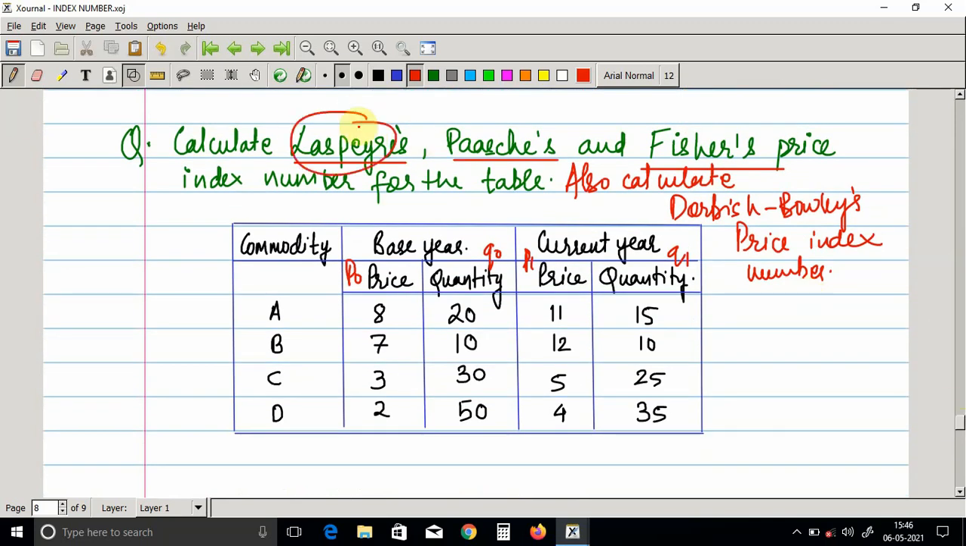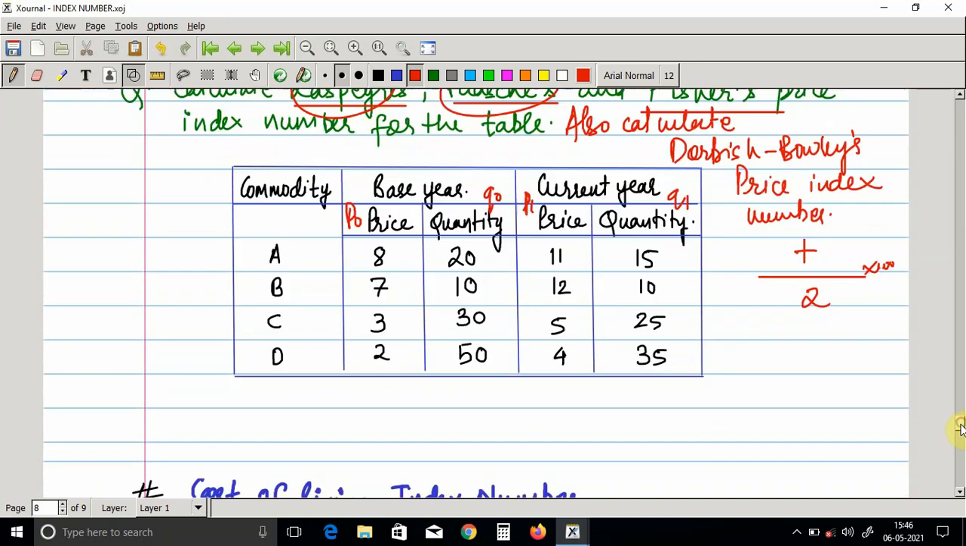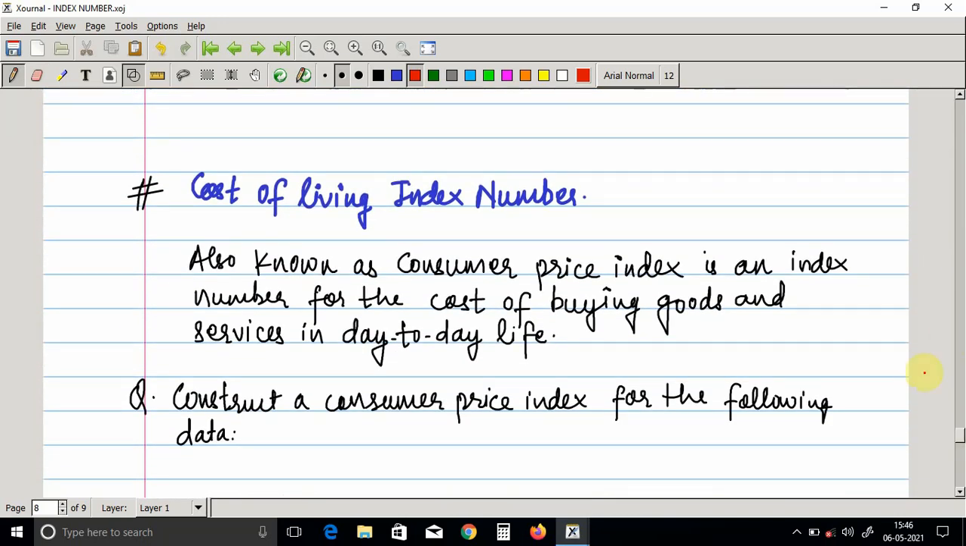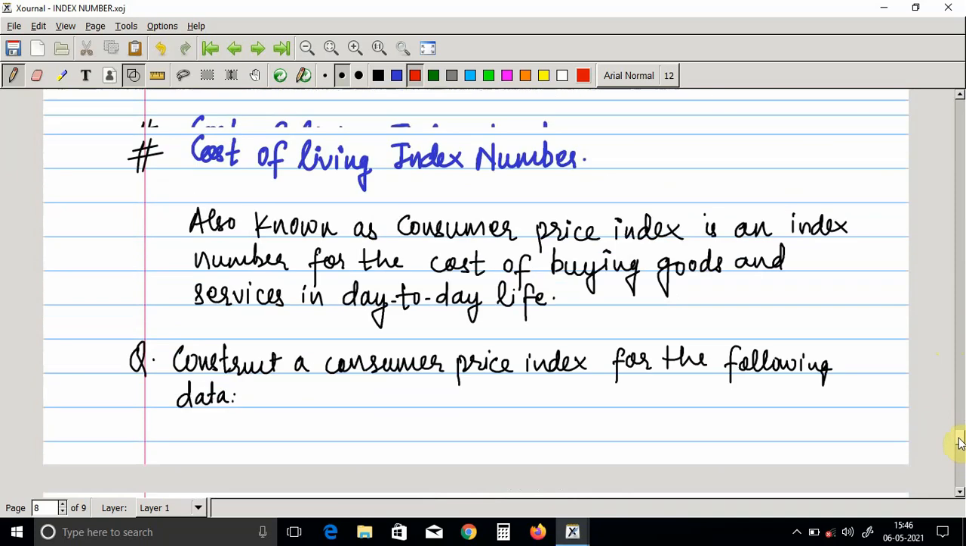So you have to find these two things. These two things are important, and depending on the values, the coefficients of these two price indexes, you will get Fisher's ideal price index by taking the geometrical mean, and Dorbish-Bowley just by adding it and dividing by 2, into 100. Obviously it's there. Okay.